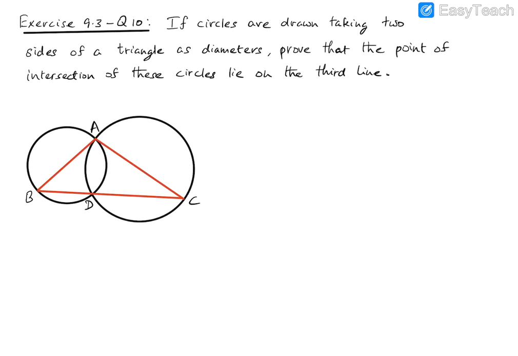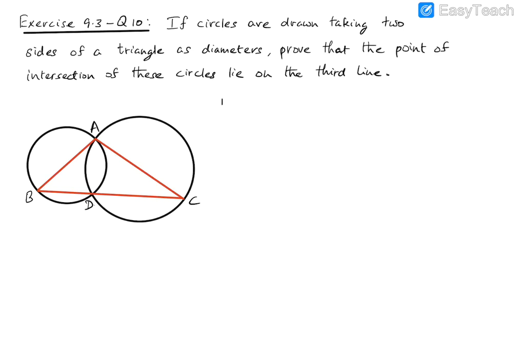So to prove this, what we will first do is let's first state the problem. We have to prove that, what is it that we have to prove? We have to prove that the point D lies on the third side. That means we have to prove that the points B, D and C lie on the same line, and that means we have to prove that B, D and C are collinear.